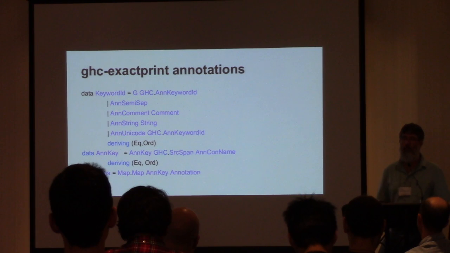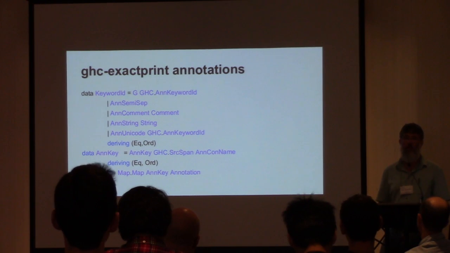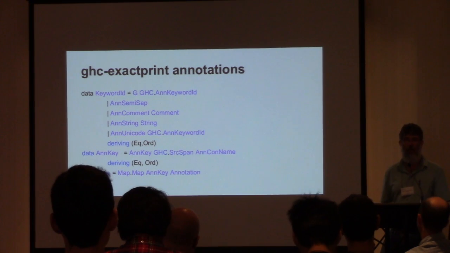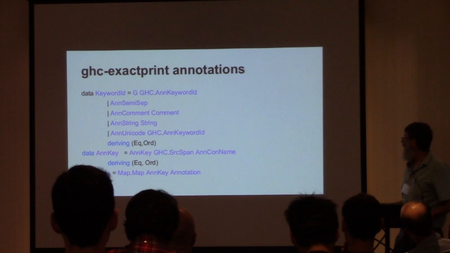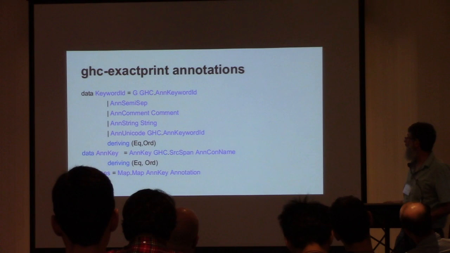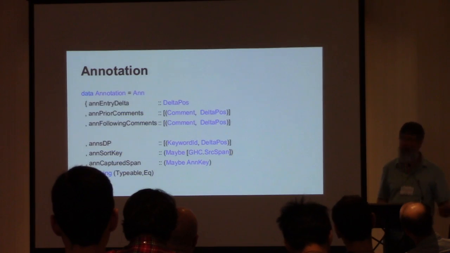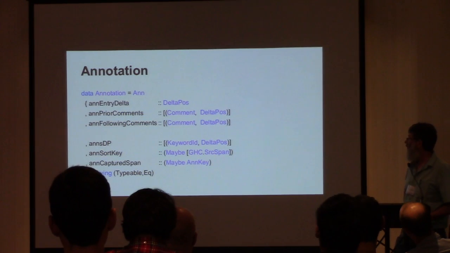Basically, the AST will sometimes have elements that share a source span, but the one is nested inside the other. We need to make sure that we work at the right level of the AST when applying these annotations. And the annotations then are just a map from the keys to the annotation. The annotation itself is all of that.